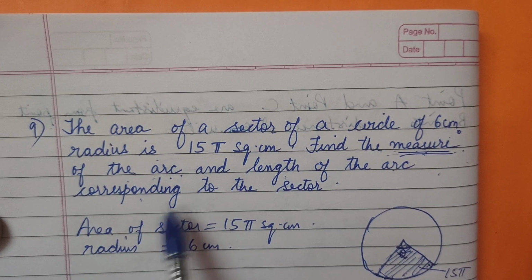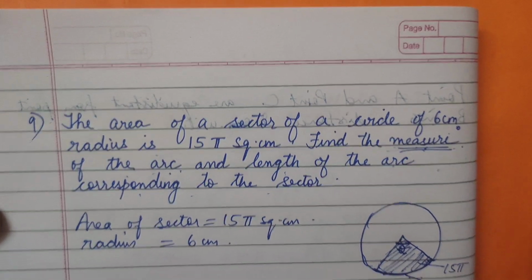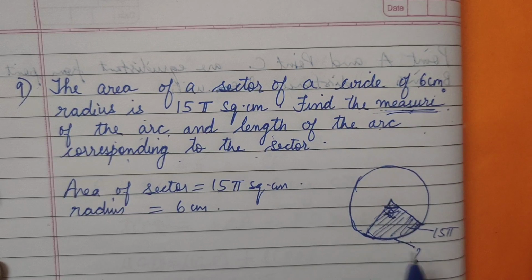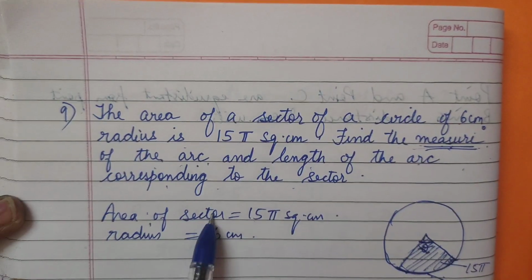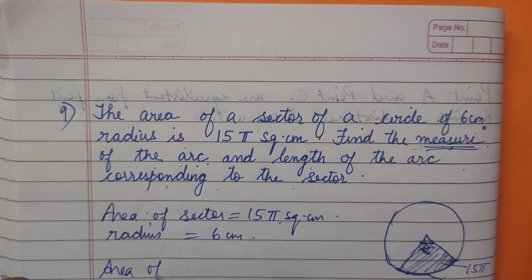And the length of the arc corresponding to the sector. They have also asked the length of the arc. This is the length of the arc. How much is the length? So they ask theta also and the length of the arc. First we will find the theta because we have the area of a sector. What is the area of a sector formula?